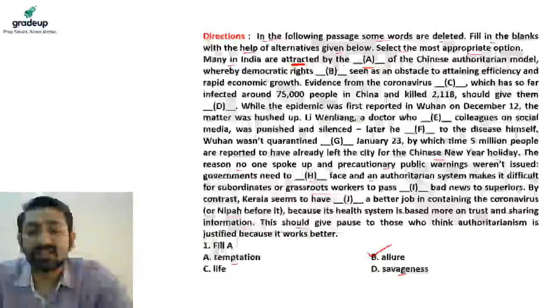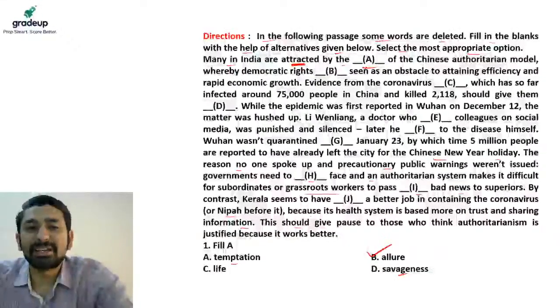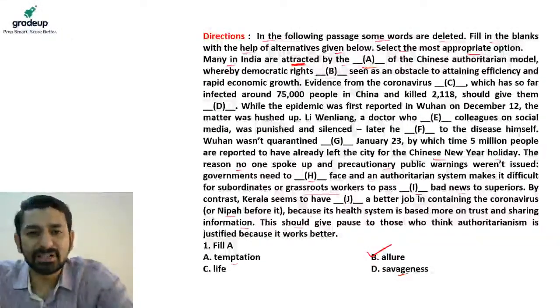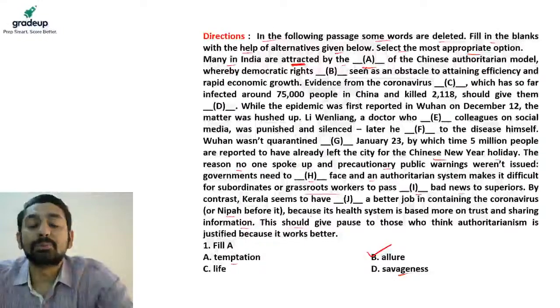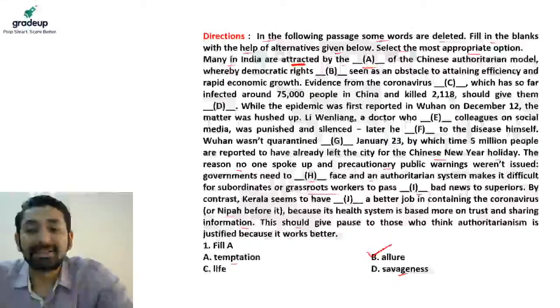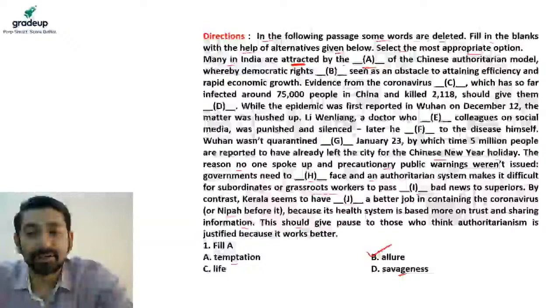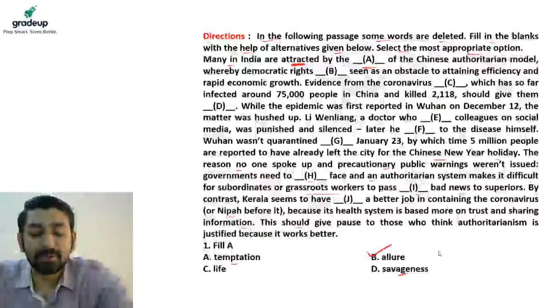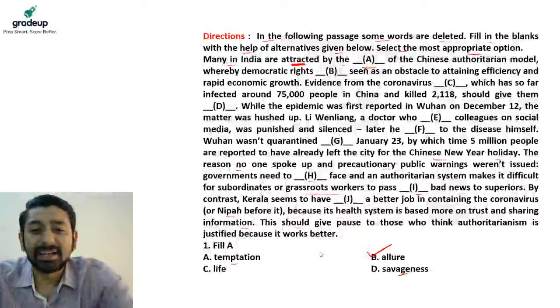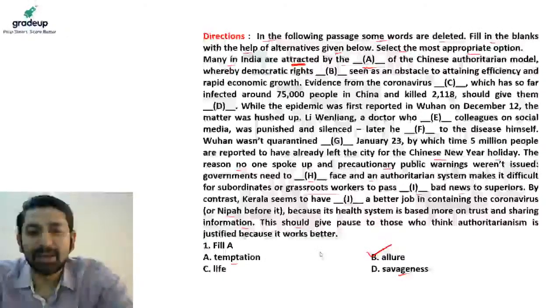So the correct answer for this one is B, which is allure, guys. Allure basically means a kind of positive word with which you are basically tempted. B is appropriate. Allure is the best appropriate word here. Okay, let's move on to the next blank, guys.